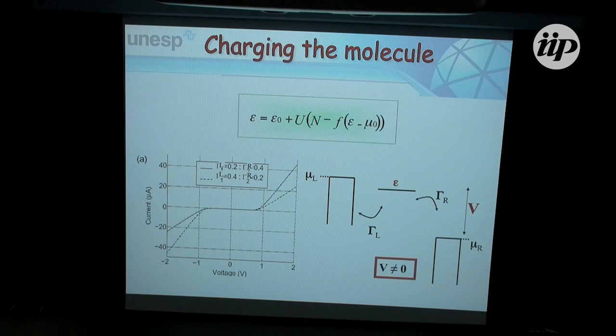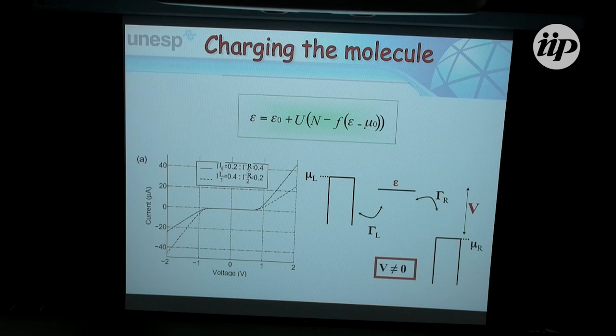Obviously, this is a very simple picture. There are a lot more ingredients that we could put in. So we could put in more electron-electron interactions. We could include inelastic effects. But we'll stop here. Right. And I'll try to give you another picture of transport.